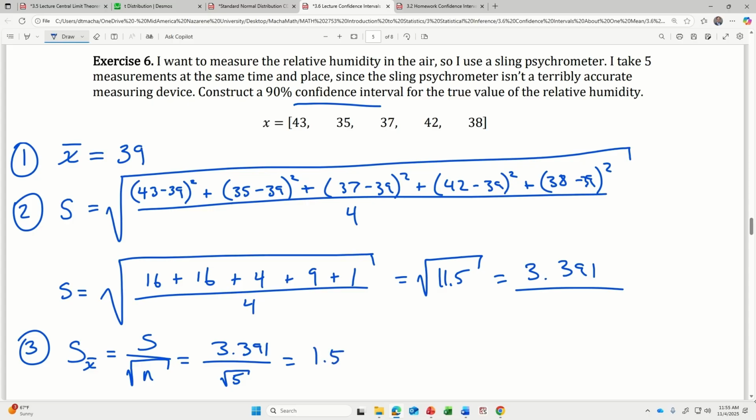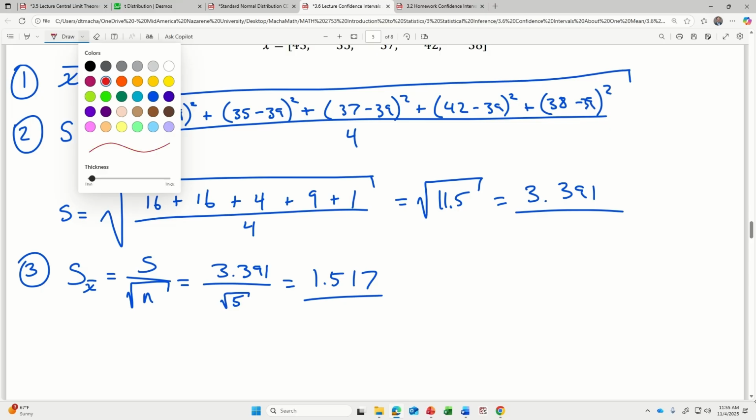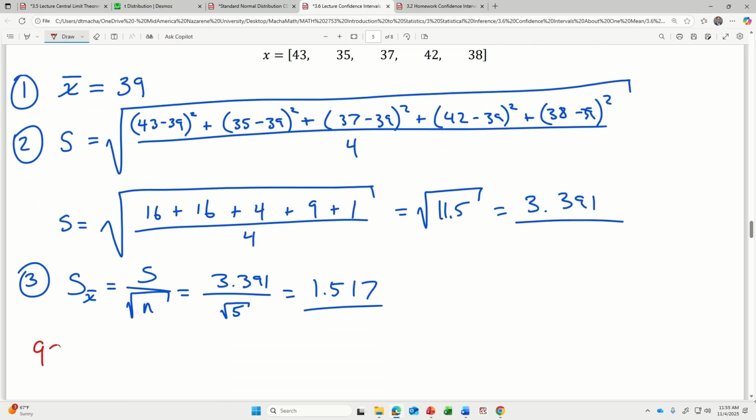It's going to be 1.517. All right, then we think about my level of confidence, which is 90%. 90% confidence means alpha is... yeah, alpha will be 0.1 or 0.10, because 90% is missing 10%, and 10% has a decimal of 0.1.